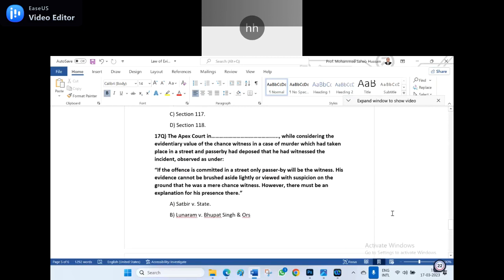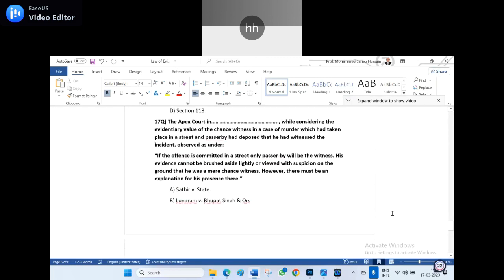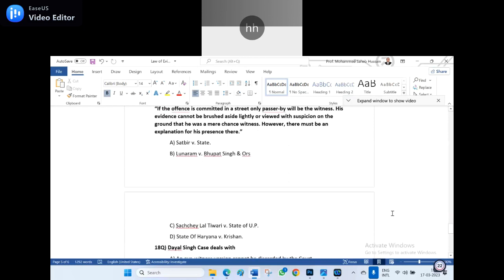A. Sadbir versus State, B. Lunaram versus Bhupat Singh and others, and C. Sachchey Lal Tiwari versus State of UP, D. State of Haryana versus Krishan. Option A, Sadbir versus State.